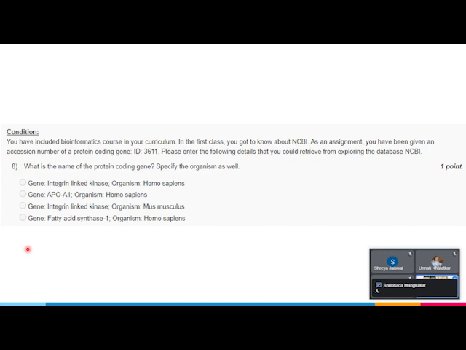So Shubhada says it is A, integrin linked kinase, and the organism is Homo sapiens. Okay, so I would encourage everyone else to try and answer this as well. So go ahead, open up NCBI, it also opens easily in your phone browser. Open it up, put in the ID and tell me what exactly the protein coding gene and the organism is.